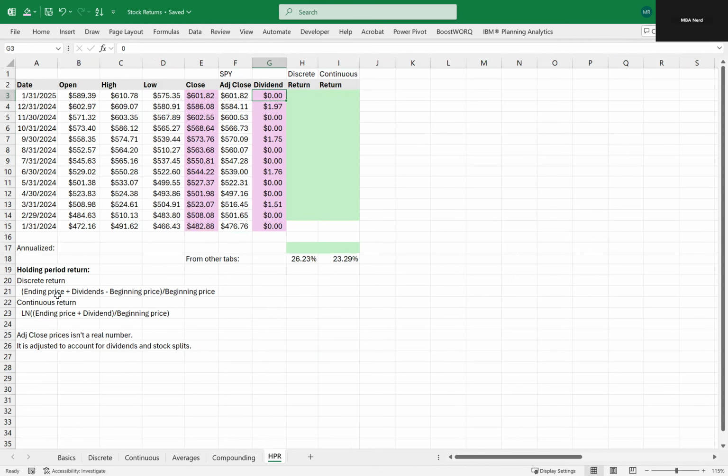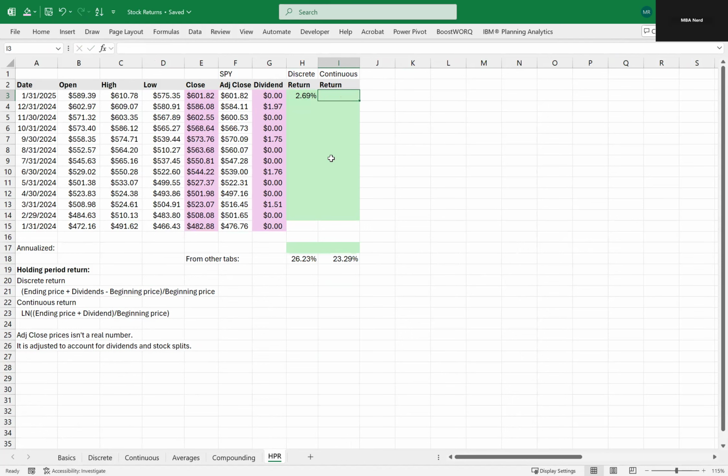which is basically your ending price plus any dividends, like we talked about in the basics, minus the beginning price, divided by the beginning price, right? So our discrete holding period return for this period would be equal to this new price plus the dividend, minus the close price from the last period, the old price, divided by the old price again. So it gives us 2.69%.